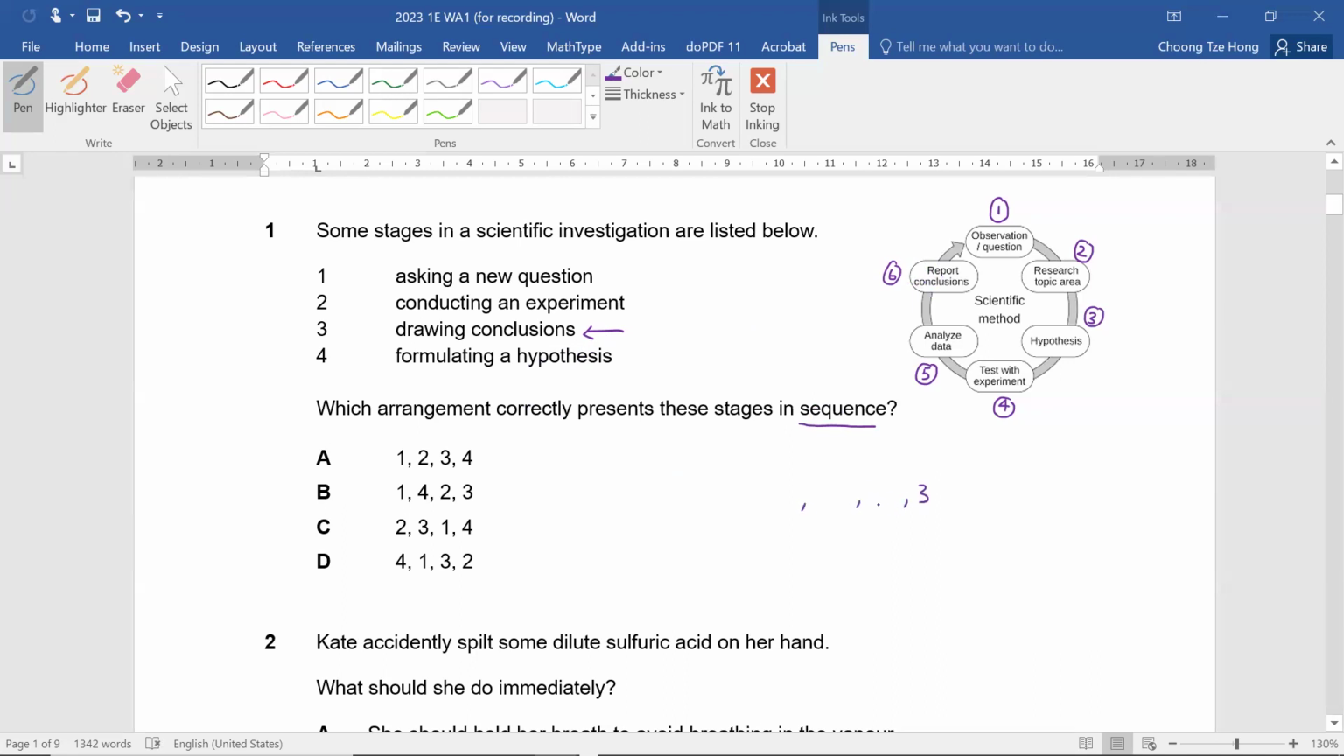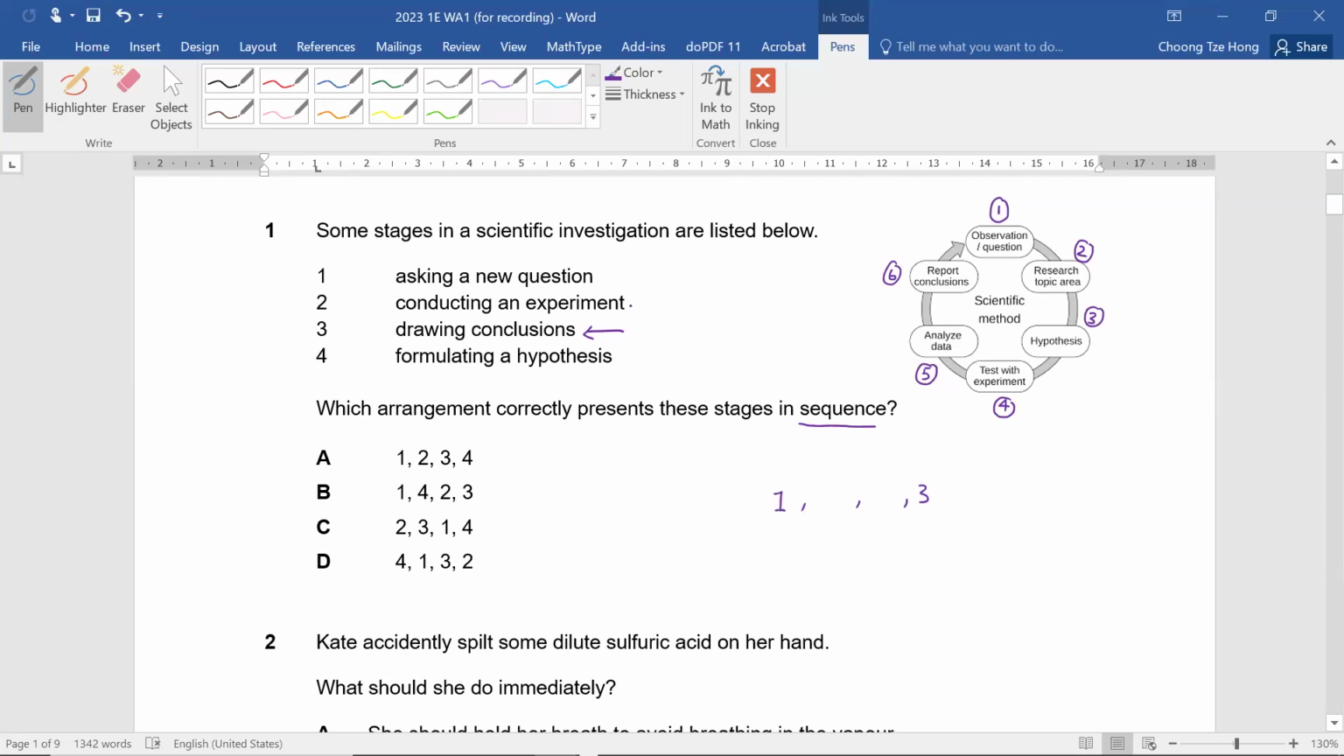So what comes before 3? You need to look through the steps. Do you conduct an experiment first, or do you formulate a hypothesis first, or do you ask a new question first? We can see over here in the scientific method, the first step would be after making an observation, then you ask a certain question. Then after that, you want to try to answer the question, then you go through the whole scientific method. So asking a new question would be the first step.